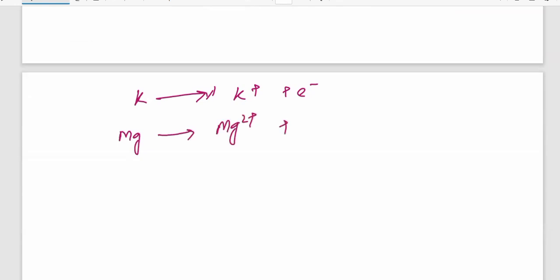Okay, so most reactive has tendency to lose the more electrons as compared to least reactive. So suppose you have potassium, so it will become K plus with the release of electron, but it will happen very quickly. But if you have magnesium, it will also convert into Mg plus 2, but it will take time. So it is more reactive, okay, and it is this reactive.